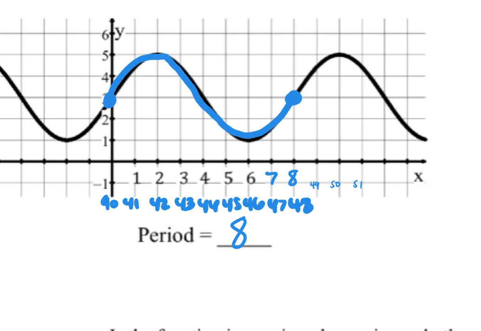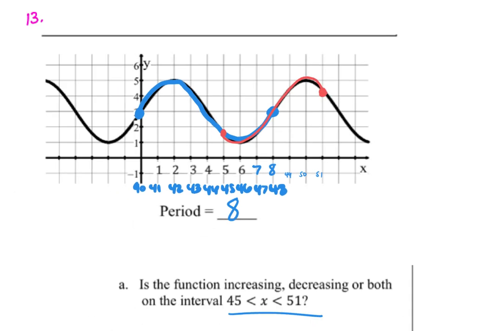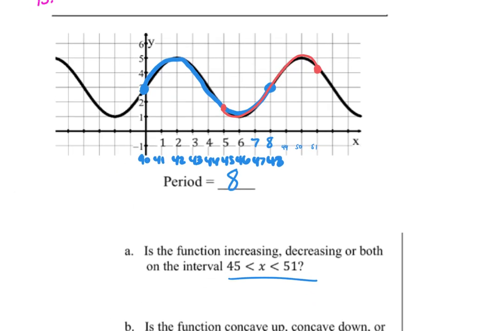Because it says 45 to 51, I'm looking on that curve there. Is my function increasing, decreasing, or both? It's doing both. Part of it's coming up and part of it's coming back down.